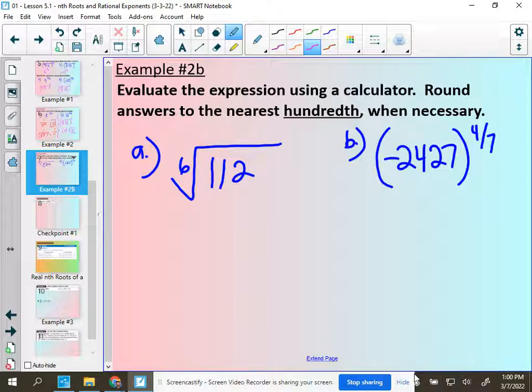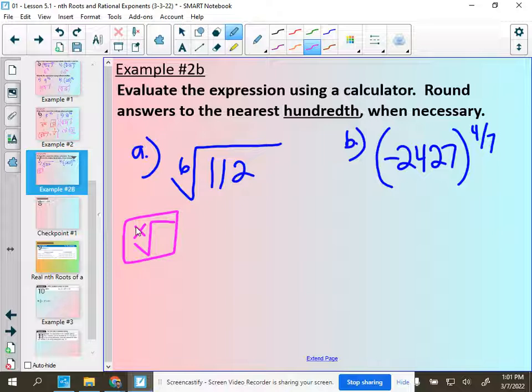The 6th root. So you're looking for buttons that look like this. The calculator that I'm using has a button that allows me to change the index. It looks just like that. It's near the square root button. It's a second function on this calculator.